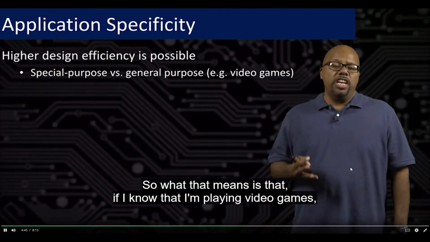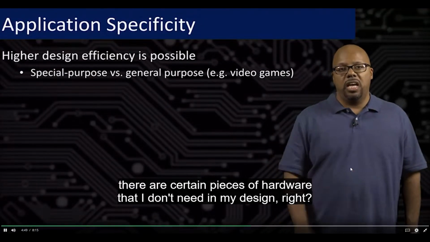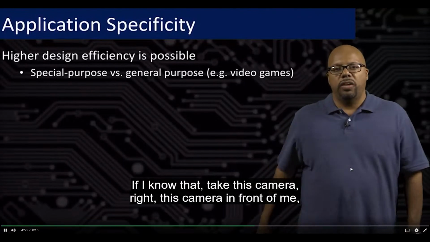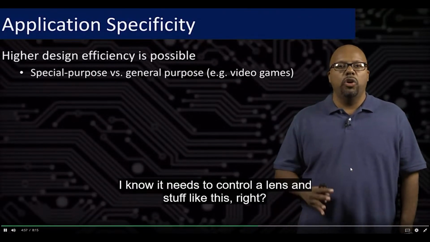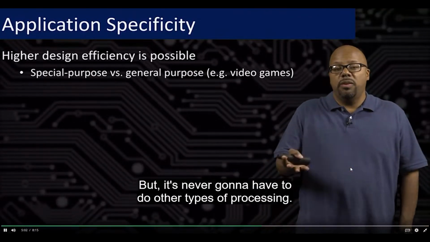So what that means is that if I know that I'm playing video games, there are certain pieces of hardware that I don't need in my design, right? Why buy that? Take this camera in front of me. I know that this thing is doing some types of video processing. I know it needs to control a lens and stuff like this, but it's never going to have to do other types of processing.